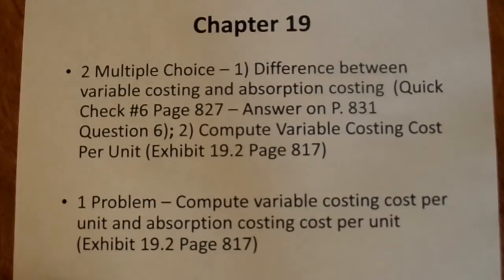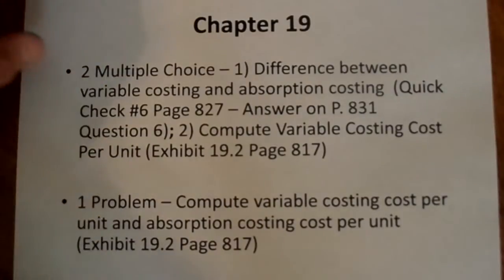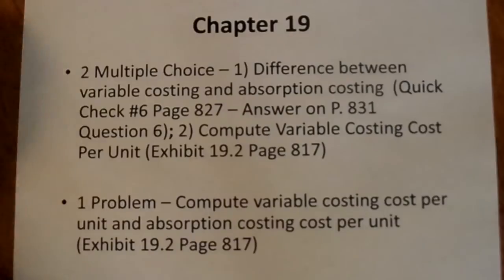Number 2, compute variable costing, cost per unit, and this is very similar to what's discussed in Exhibit 19.2, page 817. Another problem appears from Chapter 19, and there wasn't a video that goes along with that. This problem has you compare variable costing, cost per unit, and absorption costing, cost per unit, and it is a problem rather than a multiple choice that looks a lot like Exhibit 19.2. So again, page 817, Exhibit 19.2 is fairly important to doing well on the test.